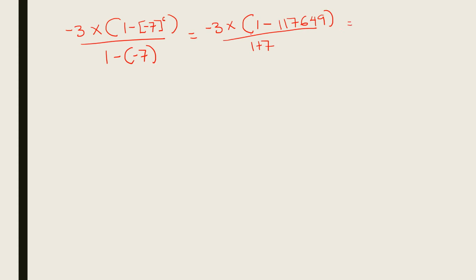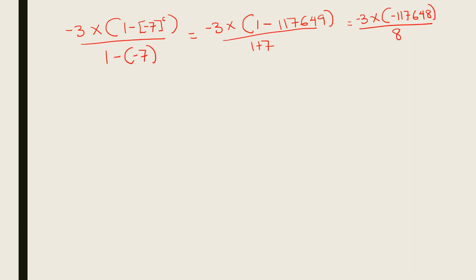Okay, so what is 1 minus 117649? Now what I will tell myself is simply 117649 minus 1, and then I put a negative value in front of my answer. That will be minus 3 times, what's 117649 minus 1? That's 117648, and then I put a negative value here over what's 1 plus 7, which is 8.